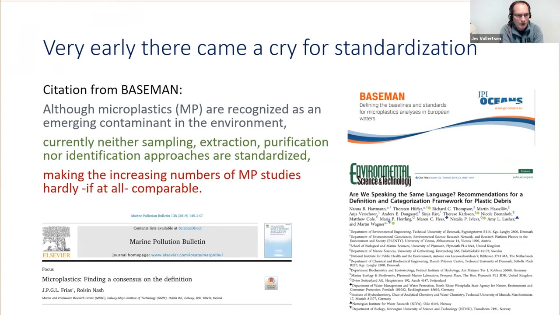When this is said, there was very early on a cry for standardization in the microplastic research field. It was first mentioned strongly in 2016 by the GP Ocean Project Baseman, which recognized that we are not able to have a systematic and comparable analysis of plastics. So people tried to see, could we somehow do a consistent analysis of our plastics, so that I can measure something and you can measure something, and then we can compare the results. This turned out to be much more difficult than the consortium back in those times had thought, and we still haven't really succeeded in doing this for various reasons.